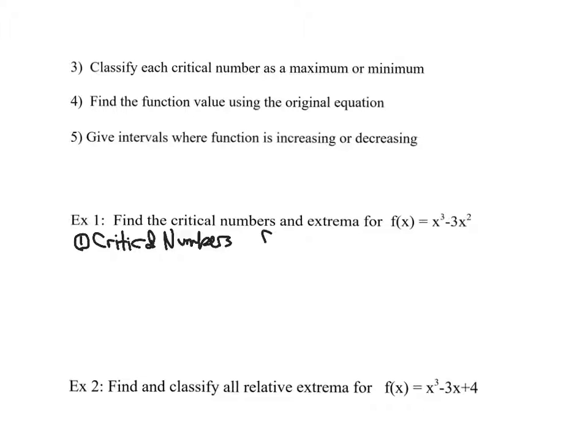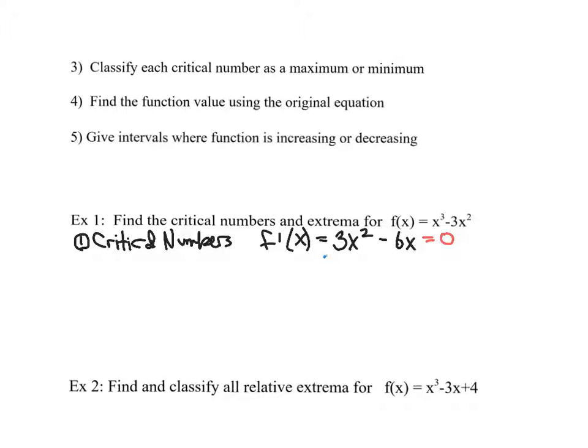So we're going to take our derivative and we're going to set that derivative equal to 0. So finding the derivative, first of all, we've got 3x squared minus 6x. Let's set that derivative equal to 0 because that's the definition of a critical number. You'll notice that 3x squared minus 6x would never be undefined, so my only choice for a critical number here is where the derivative is equal to 0.